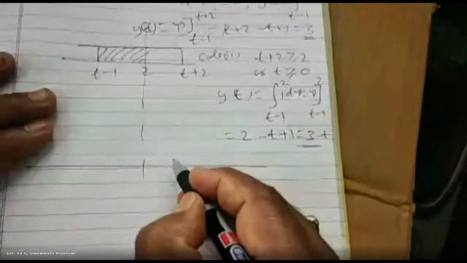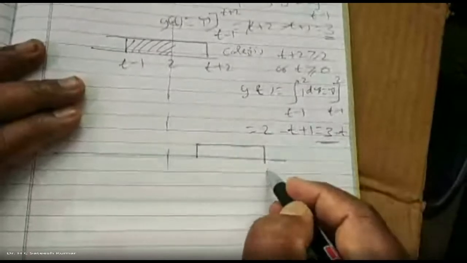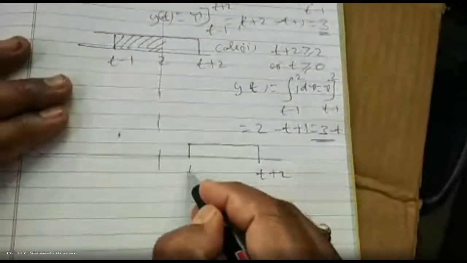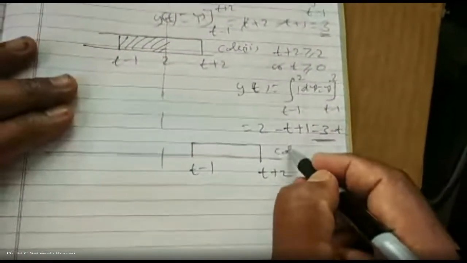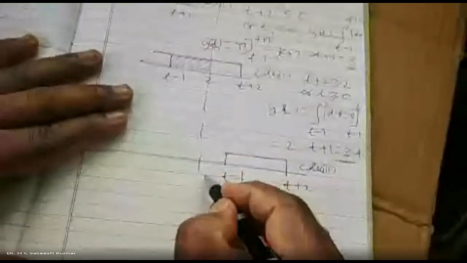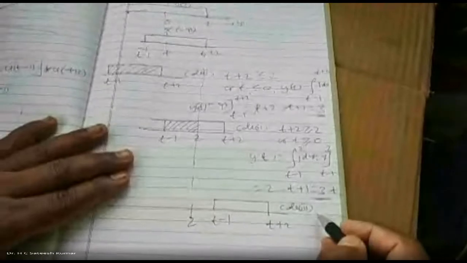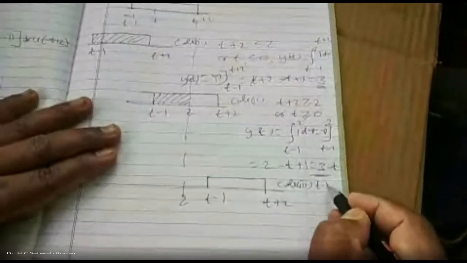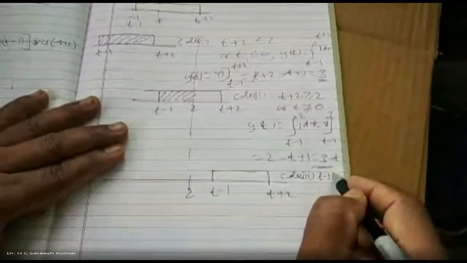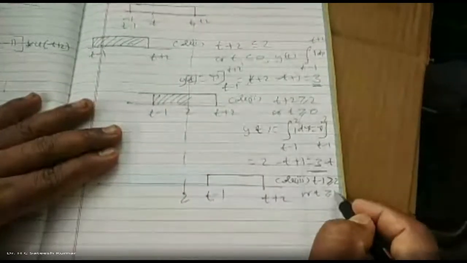Next case. Case number 3. What is case number 3? Now it is coming out completely. T plus 2, this is t minus 1. Case 3. The left edge of the second signal is crossing the right edge of the first signal. That means case 3 is what? T minus 1 is greater than or equal to 2, or t greater than or equal to 3.